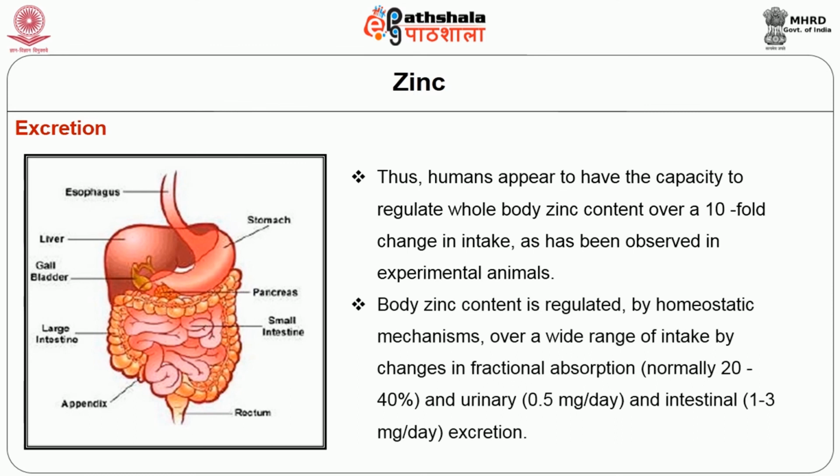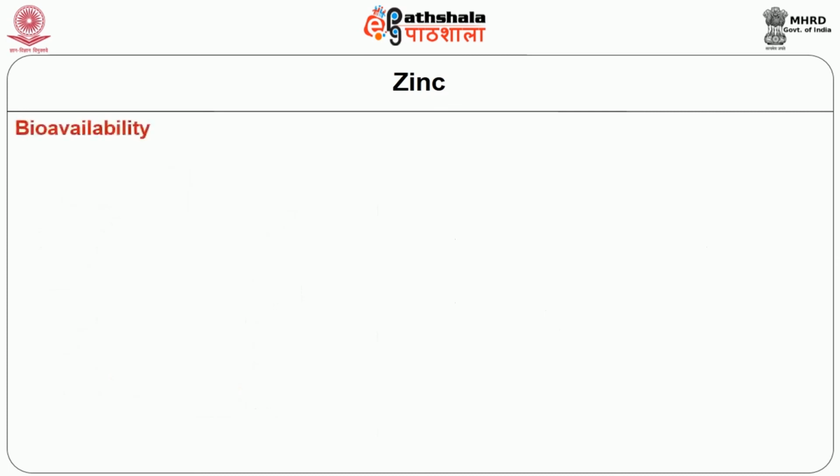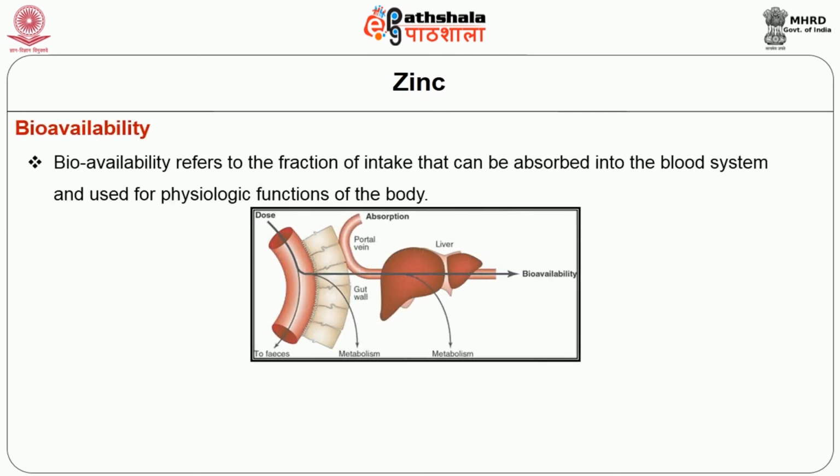Body zinc content is regulated by homeostatic mechanisms over a wide range of intake by changes in fractional absorption, normally 20 to 40%, and urinary (0.5 milligrams per day) and intestinal (1 to 3 milligrams per day) excretion. The bioavailability of zinc refers to the fraction of intake that can be absorbed into the blood system and used for physiological functions of the body.